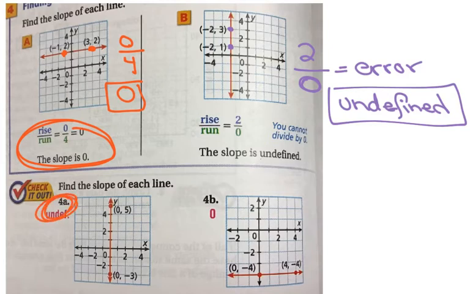Okay? So again, 2 more examples down below. If I look at this A1, this line is vertical, so it looks like I went up 1, 2, 3, 4, 5, 6, 7, 8, but then I ran 0. Okay, as soon as that 0 is on the bottom, we write undefined for our slope.